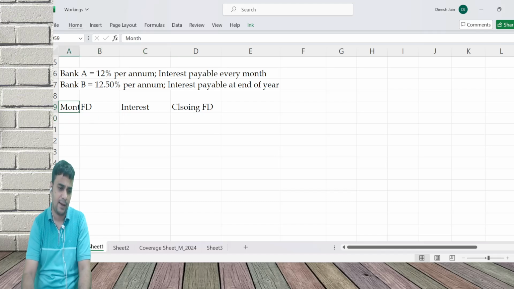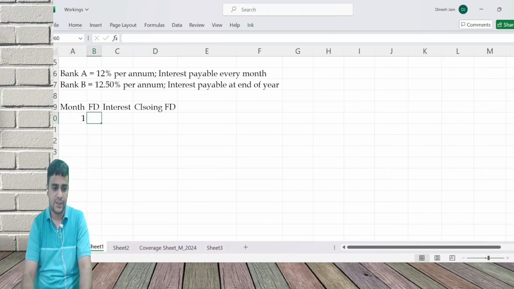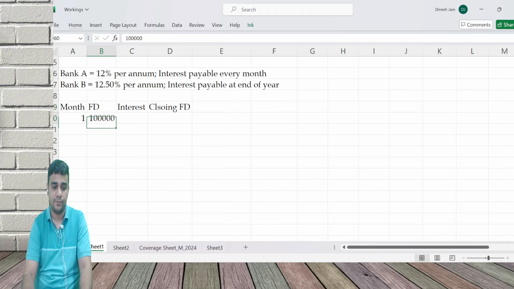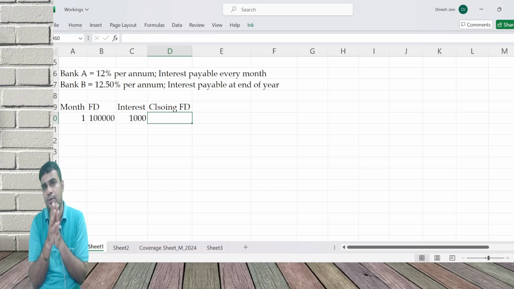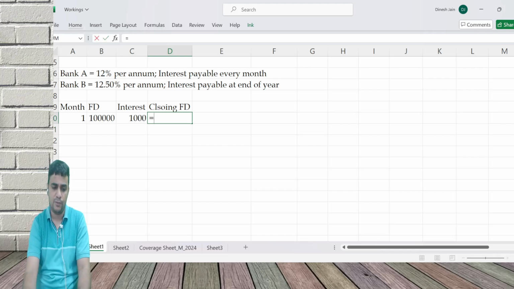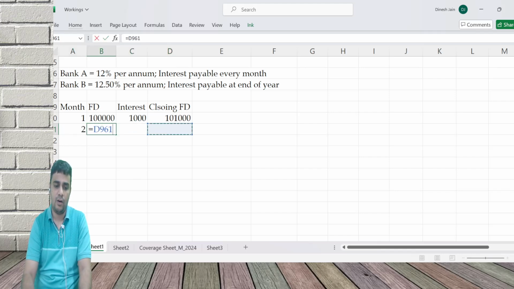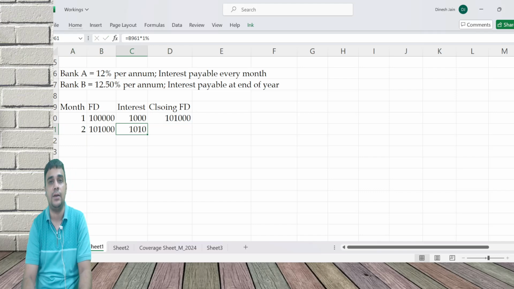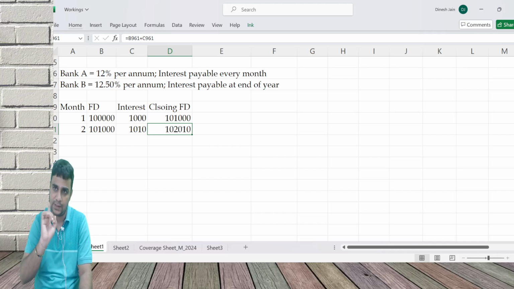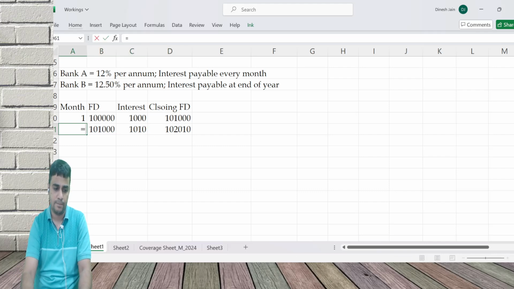In this bank, first month I created a 1 lakh FD. He paid me 1%. I said I don't need this money, so it will become 1 lakh 1,000. Second month, on 1 lakh 1,000, he paid me 1,010. It became 1 lakh 2,010. Only 1% is being paid. This goes on for 12 months.